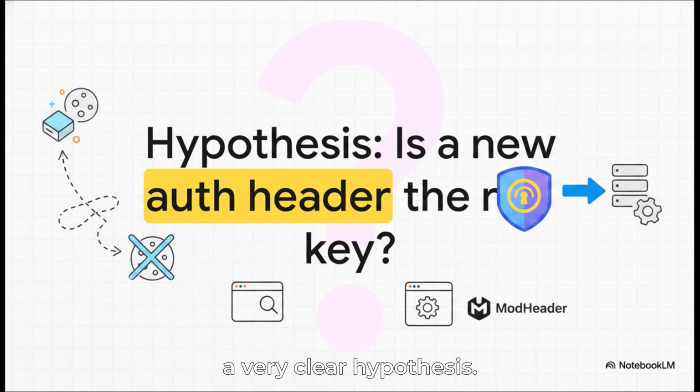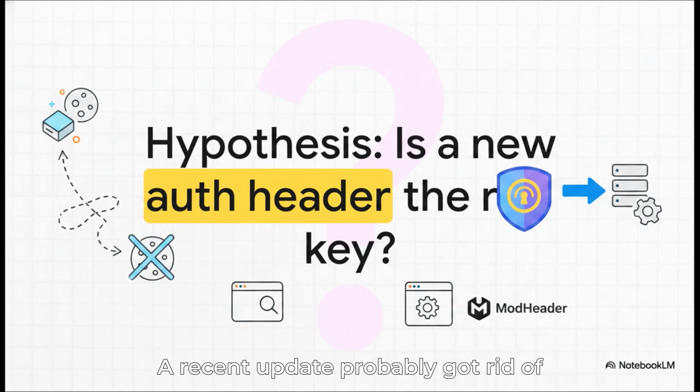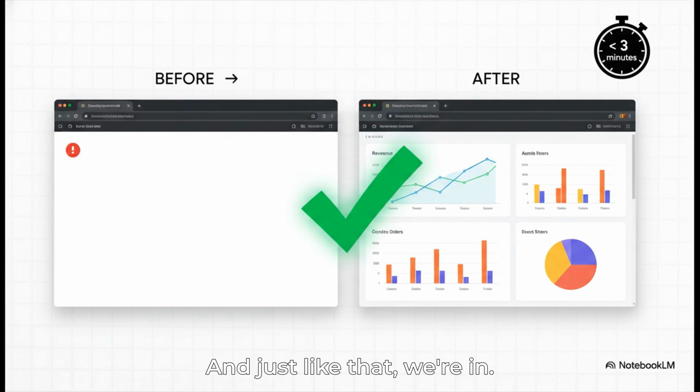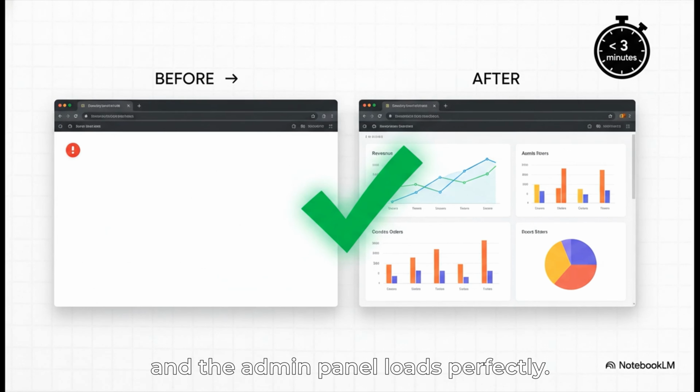This leads us right to a very clear hypothesis. A recent update probably got rid of the old cookie system and now requires a proper authorization header. The user's old cookie is still there and it's causing a conflict. So let's test that theory. We'll fire up Mod Header and inject a valid auth token right into the request header. And just like that, we're in. We hit refresh, Mod Header adds the new auth token for us, and the admin panel loads perfectly.